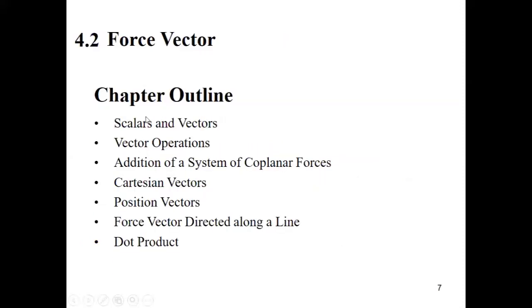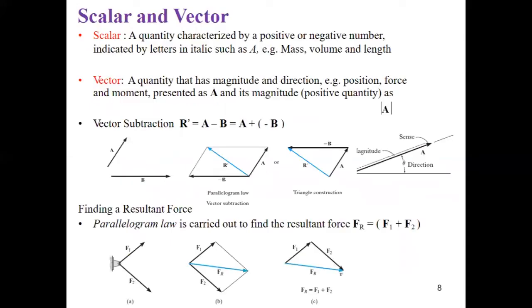Now, let us see vectors. There are scalars and vectors and some vector operations: position vectors, the force vector along a line and unit vector, and then products. Let us see first the scalar. A quantity which has only magnitude, a value that can be either positive or negative, is a scalar. For example, mass, volume, and length are scalars.